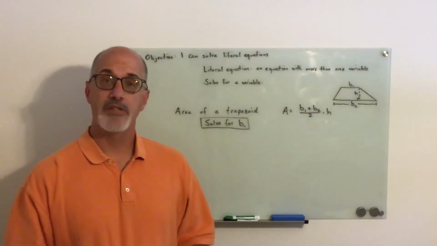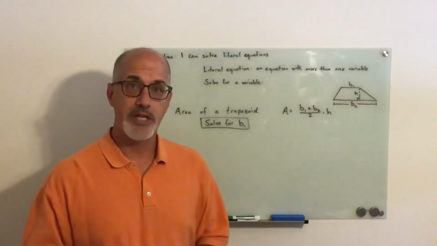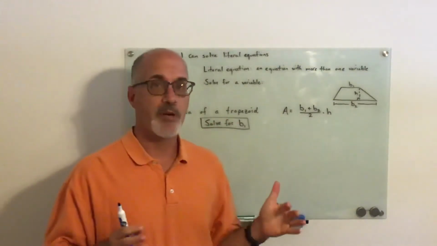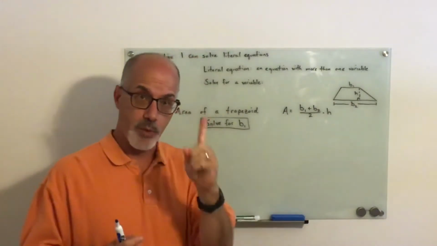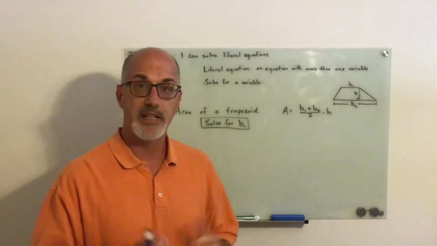This lesson is about solving. Our objective is I can solve literal equations. A literal equation is an equation with more than one variable. We're used to solving equations with one variable. We get it by itself and get all the numbers on the other side and solve for it.